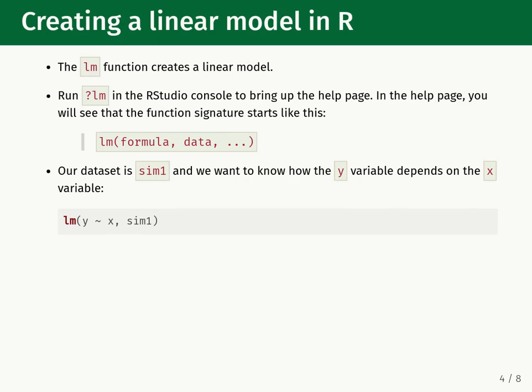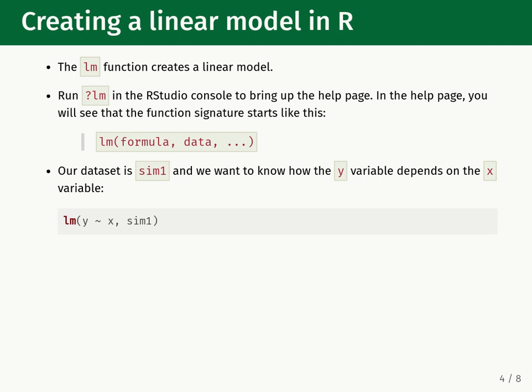R comes with a useful function that calculates the slope and intercept for us. This function is called lm, which is short for linear model. You can see the full list of parameters that the lm function can accept in its help page, but we only really need to worry about the first 2, the formula of the model and the dataset.